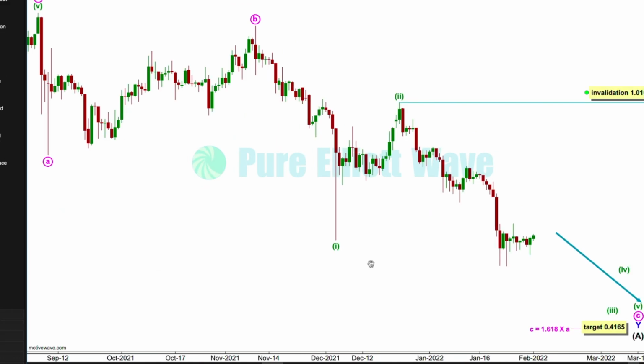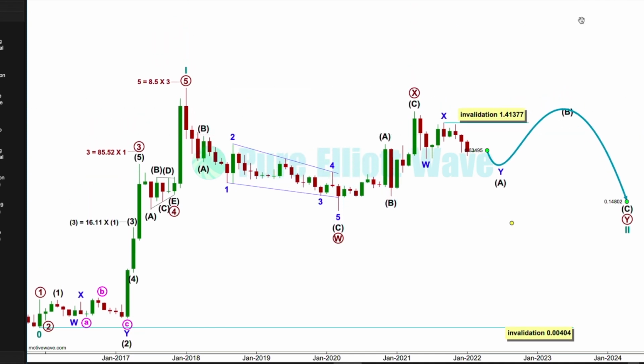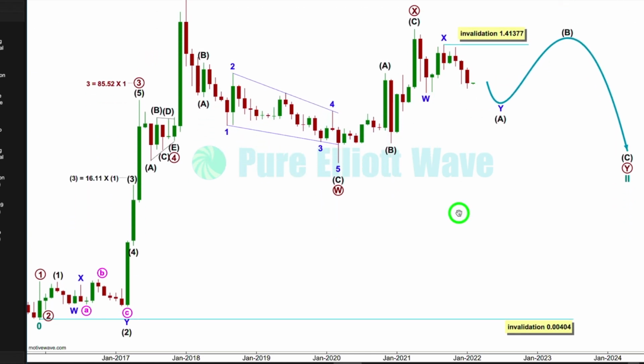Okay, I just prepared my chart. Here's my target for minute C to reach 1.618 the length of A, 0.4165. That'll bring Y down. And then you'd have a bounce for B. Not that high, probably. If A subdivides as a 3, then that means B can make a new price extreme beyond the start of A. So this invalidation point only applies while A is unfolding.